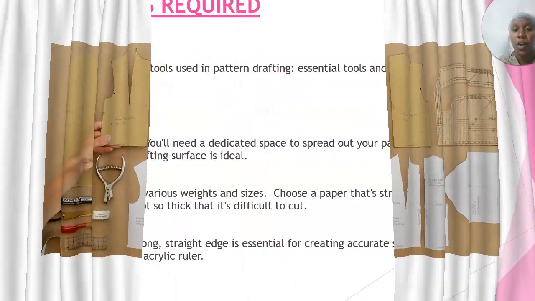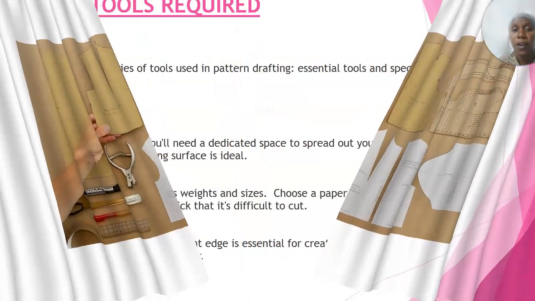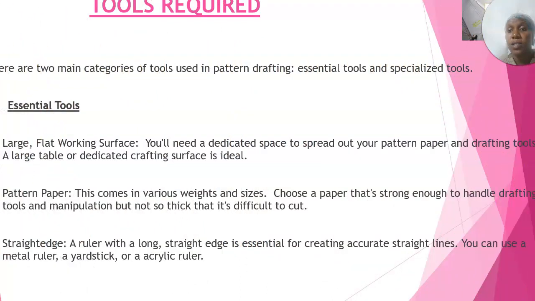Talking about the tools that are required, there are two categories of tools that are used in pattern drafting. The first one is the essential tools, and we also have the specialized tools. Under the essential tools, we have a large flat working surface. When I talk about this, we're talking about a table that you're going to use to spread out your pattern paper or the drafting tools.